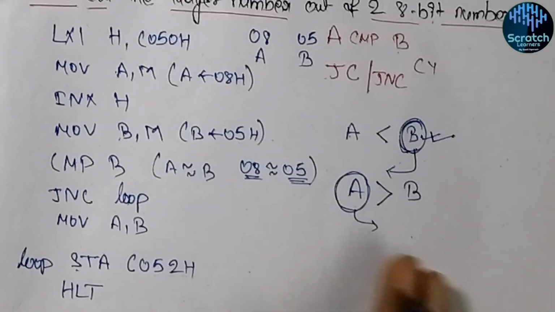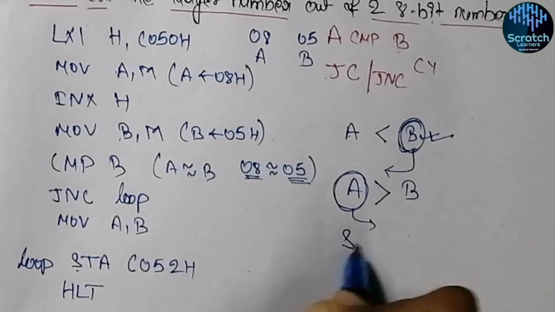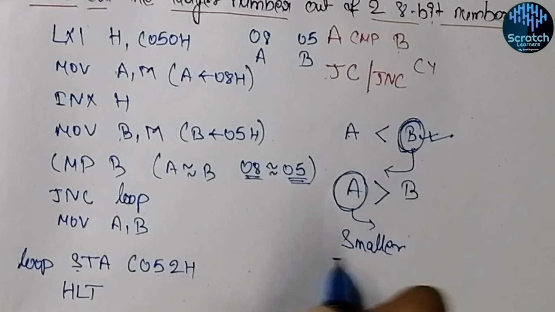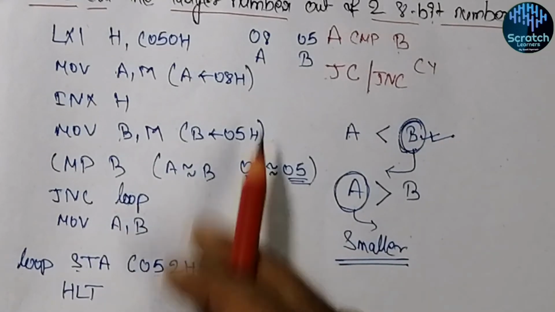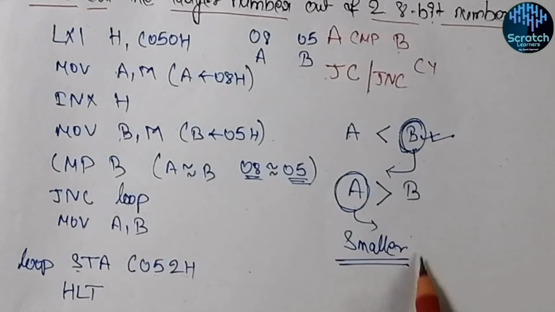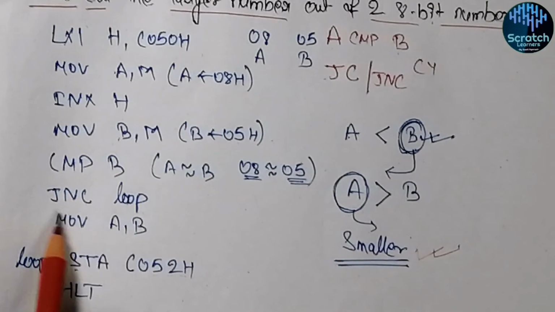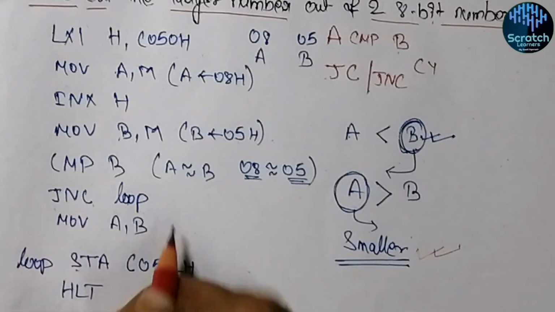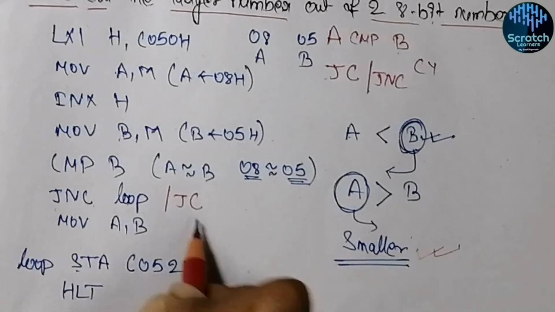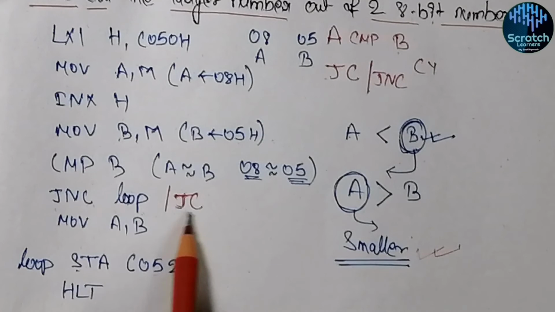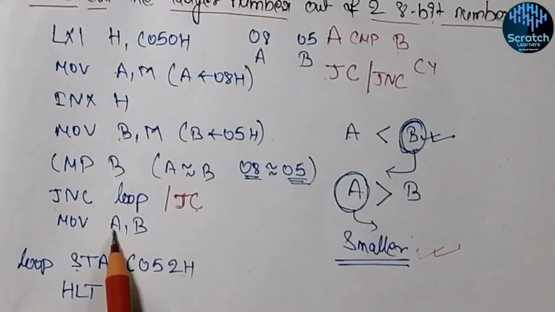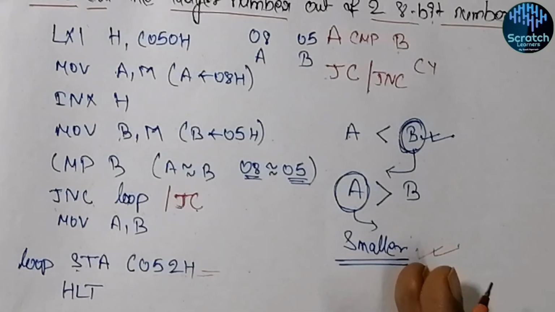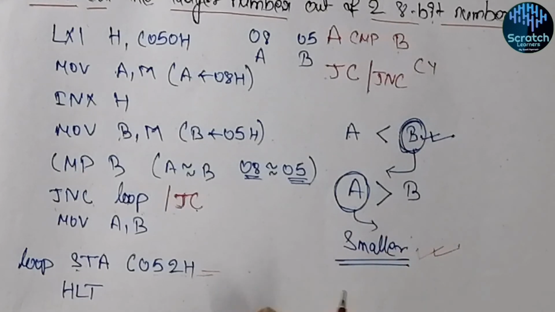But if the case is reverse, that means we need to find the smaller number between two 8-bit numbers, then we will change just one instruction in this program and the program will be complete. Here, instead of using JNC, we will use the JC instruction. While doing so, the smaller number will be stored into the accumulator and that will be displayed in this location. And hence we will get the smaller number out of two 8-bit numbers. So in this way this program works.